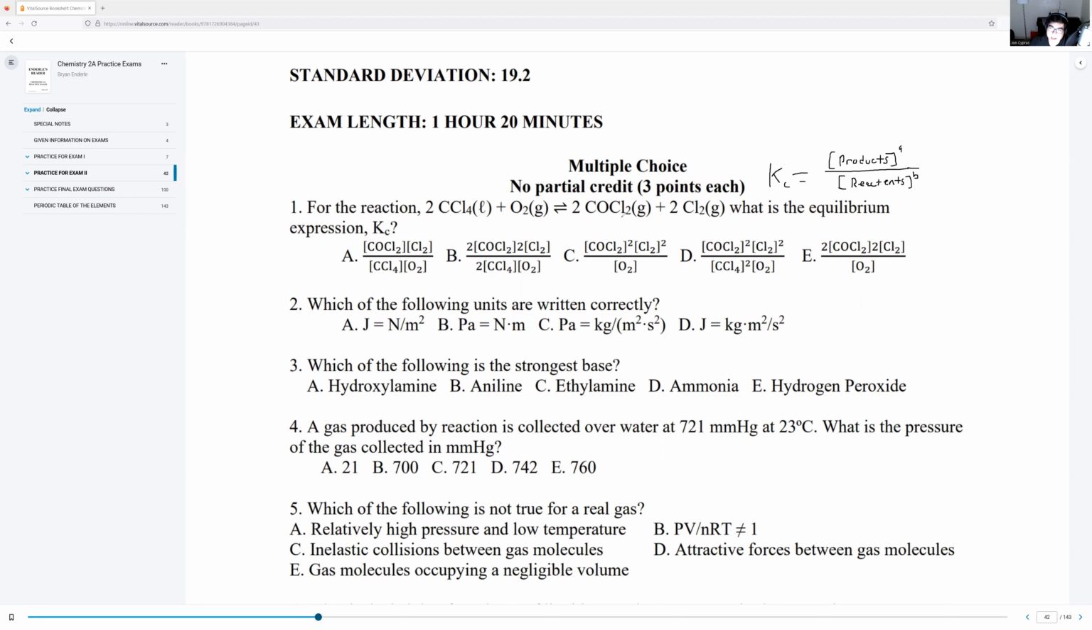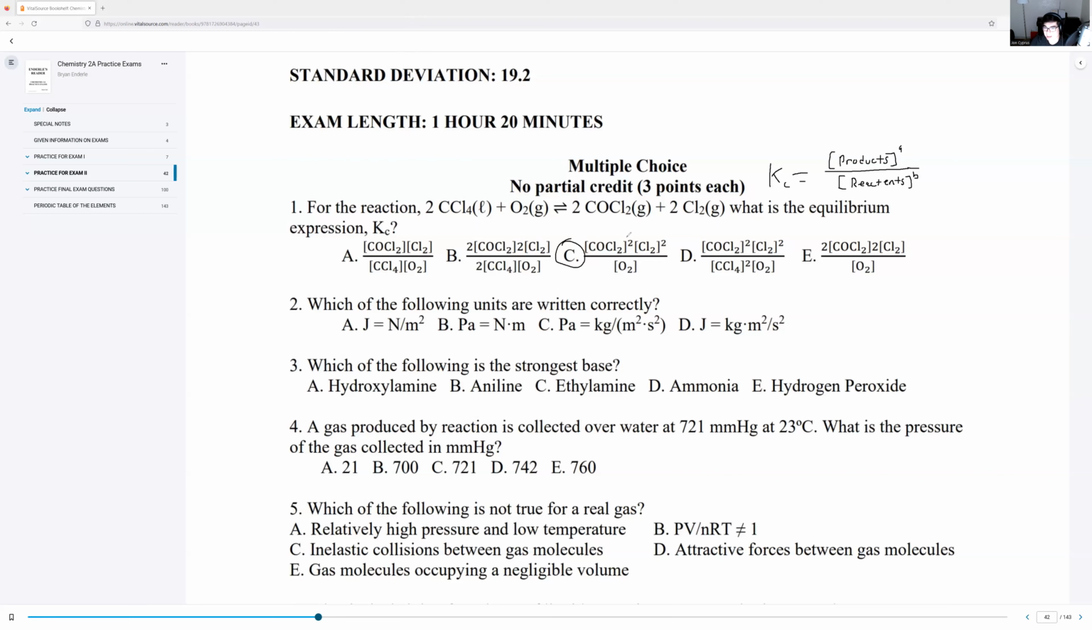Now, we should have our products to be CoCl2 and Cl2. Just to double check, both of these are gases, right? We only include gases. We don't include solids or liquids in these equilibrium constants. So CoCl2 and Cl2 will be in the equilibrium expression. So will O2 as a reactant. This CCl4 will not. And so the answer is going to be C.